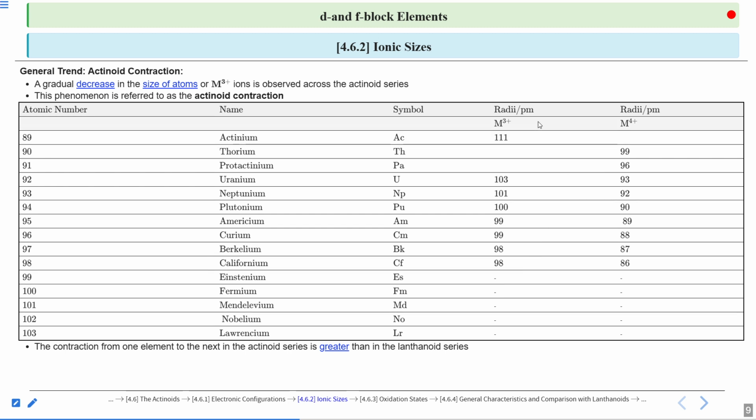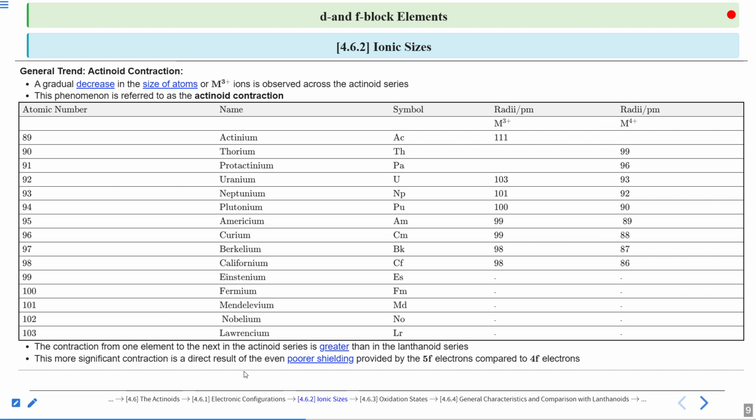Now if you see, it is decreasing from 111 to 103, then 101, then 100, then 99, 99, 99. It is decreasing, right? Similarly, here also the radii are decreasing. So this contraction from one element to the next in the actinoid series is greater than in the lanthanoid series. If you compare, the contraction is happening in the actinoid series to a greater extent than in the lanthanoid series.